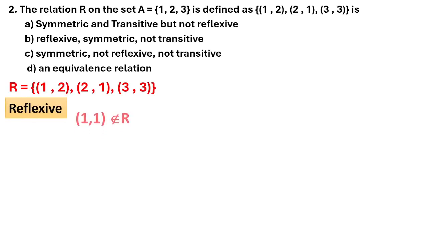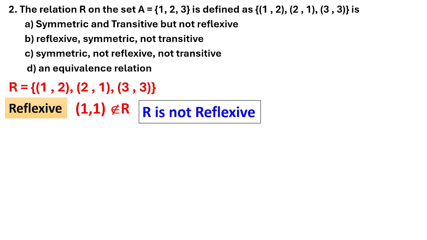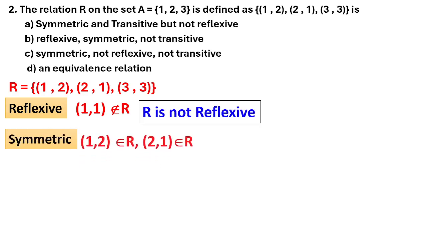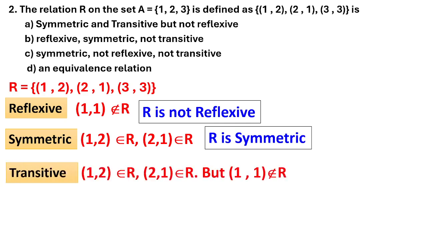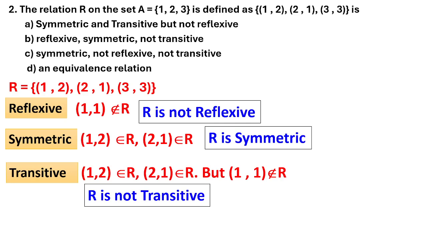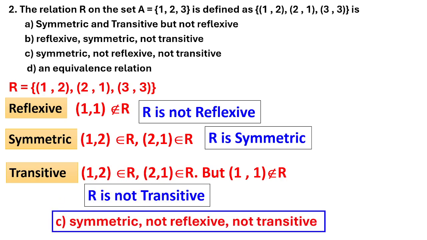Very simple. (1, 1), (2, 2) is not there, therefore not reflexive. And (1, 2) is there, and similarly (2, 1) is also there, therefore symmetric. (1, 2) is there, (2, 1) is there, but (1, 1) is not there, therefore it is not transitive. Now you just select it. Not reflexive, symmetric, not transitive. Which will be the option? Therefore, option C, symmetric but not reflexive and not transitive, is the correct option. Whenever these types of questions come, you should be very careful, quickly find out which is not and which is yes. Based on that, you have to select the option.